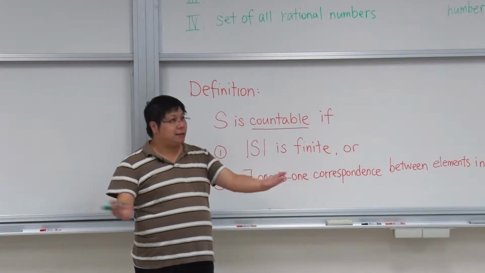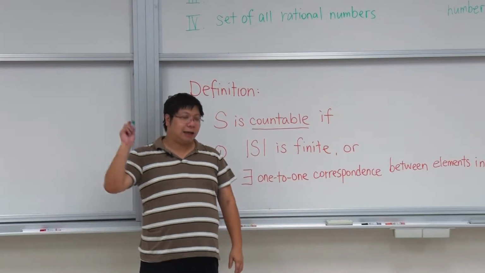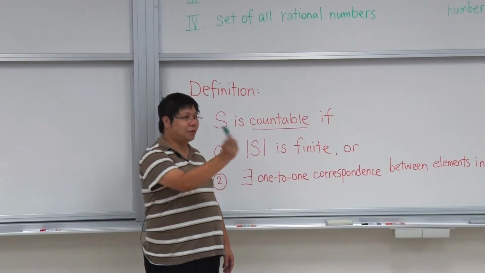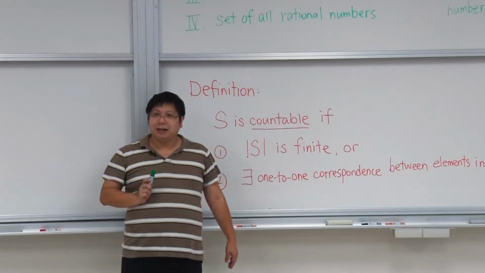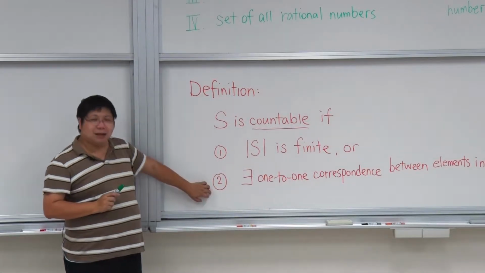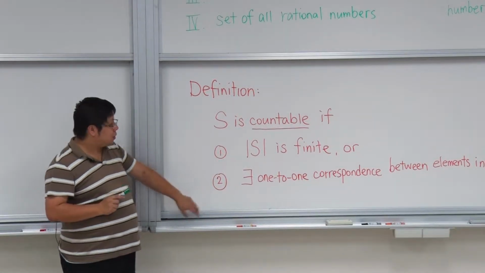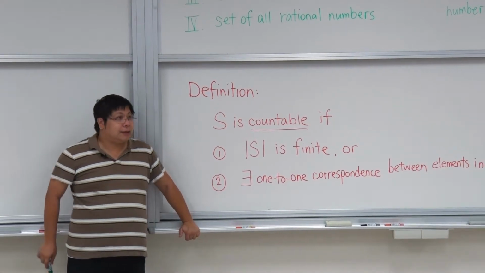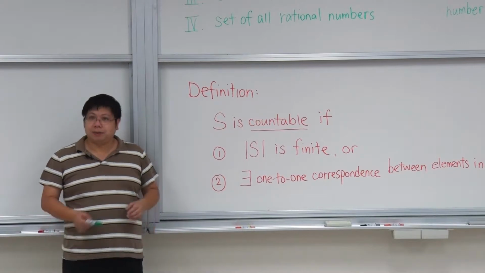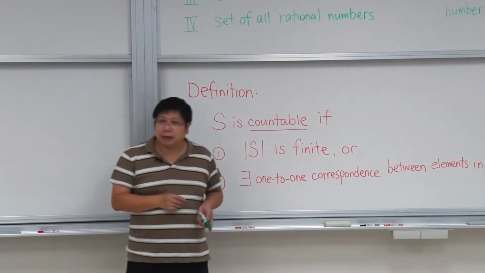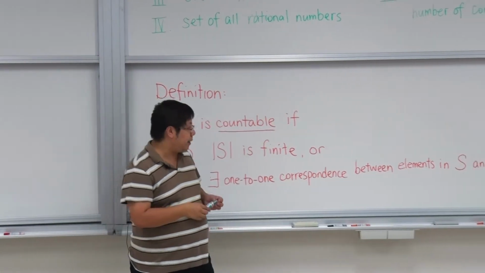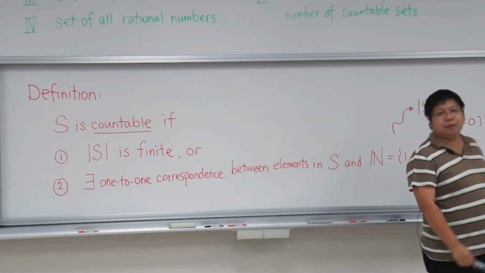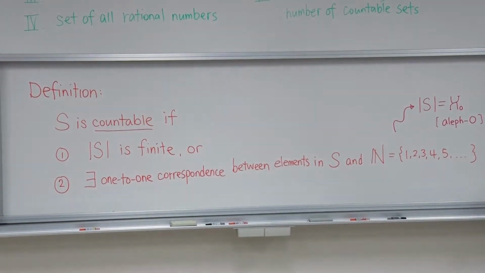So if it is finite, let's say it has 5 elements, I can count the first one, and then the second one, the third one, the fourth one, and the fifth one, okay? But then more interesting is the second one. It says that S is countable if there exists a one-to-one correspondence between the items in S and the items in N. Here N is 1, 2, 3, 4, 5, the natural numbers. So what is meant by a one-to-one correspondence?